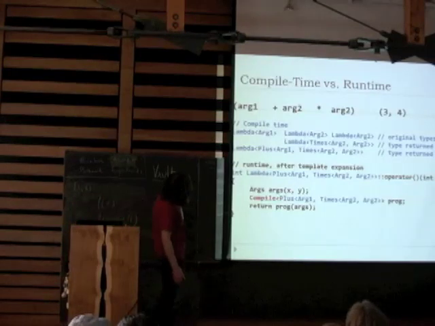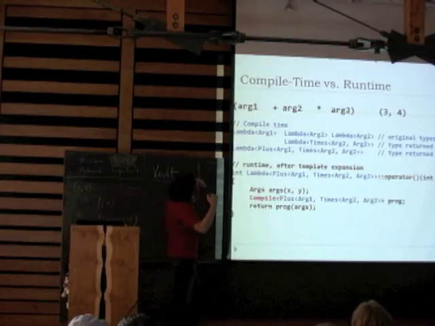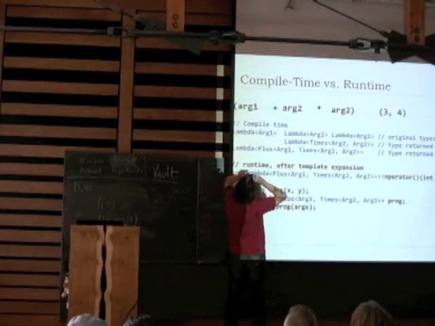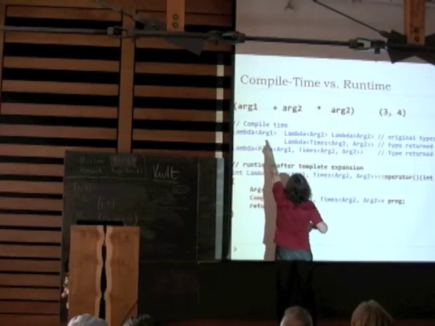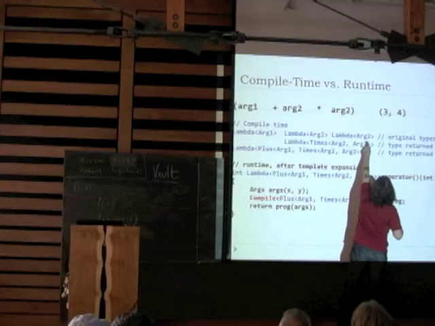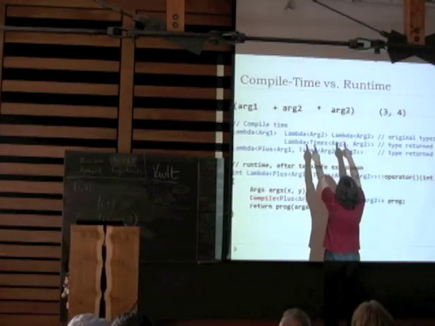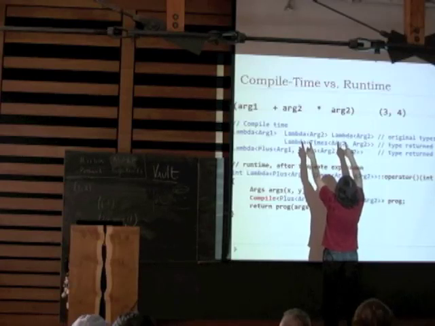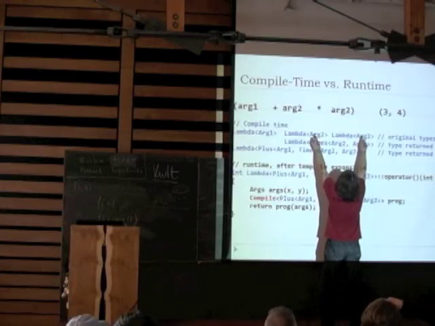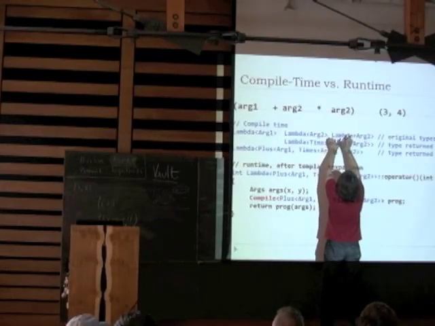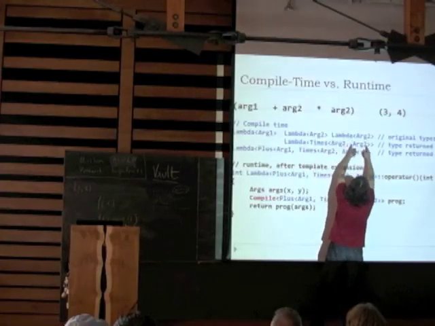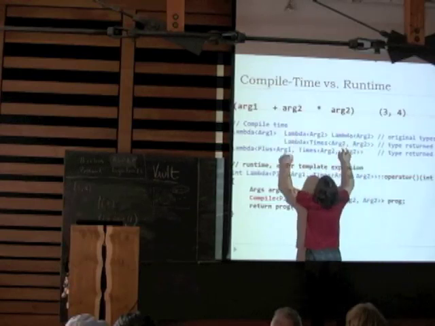Okay, so this is how the compiler sees it. It sees this expression. At compile time, it looks at what are the types of these things. Arg1 has type lambda of arg1. Arg2 has a type lambda of arg2. So these are my original types. Now, operator star, multiply. When it's called with these two arguments, with these two lambdas, what does it do? It extracts these guys, creates a multiply node with these two guys, and encapsulates them in a lambda. So the type of this is lambda of times arg2, arg2.